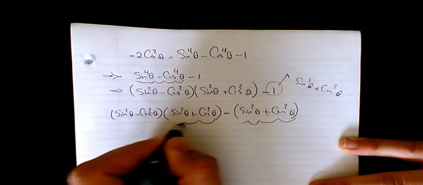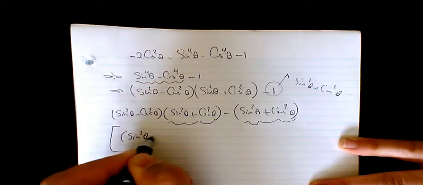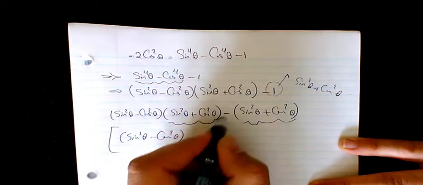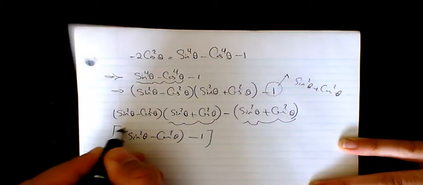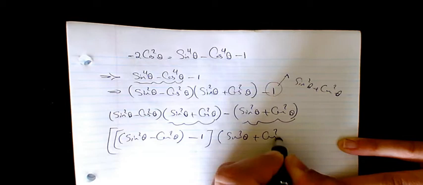These two are common, so I need to factor it. So I will have sine squared theta minus cosine squared theta minus 1 multiplied by sine squared theta plus cosine squared theta.